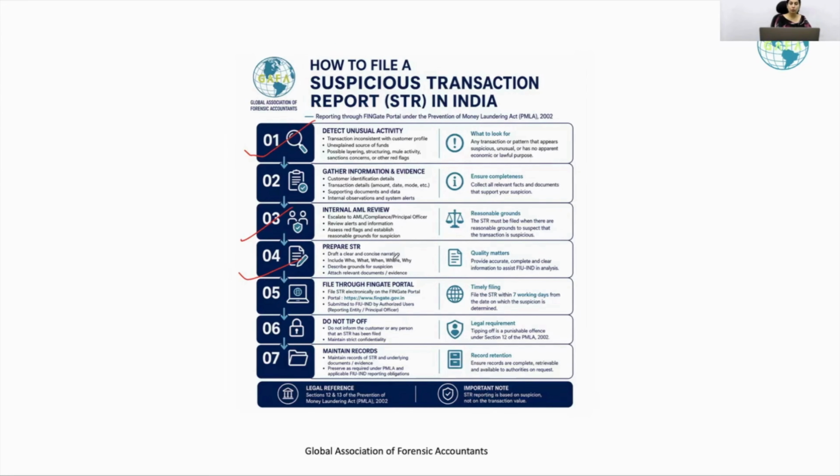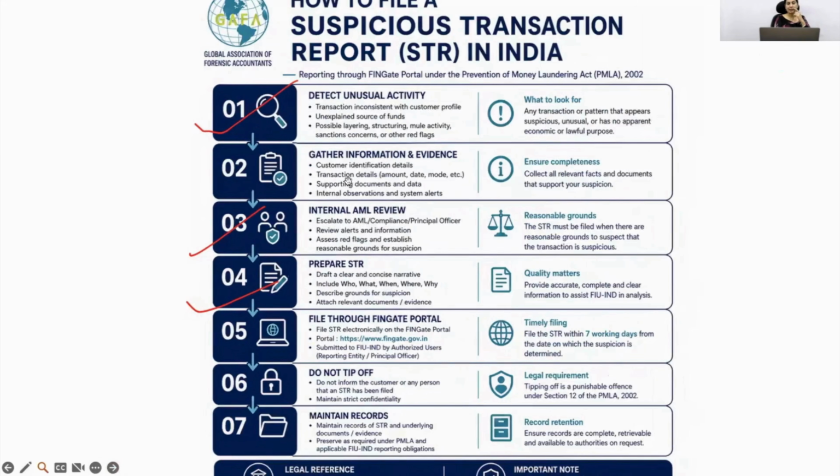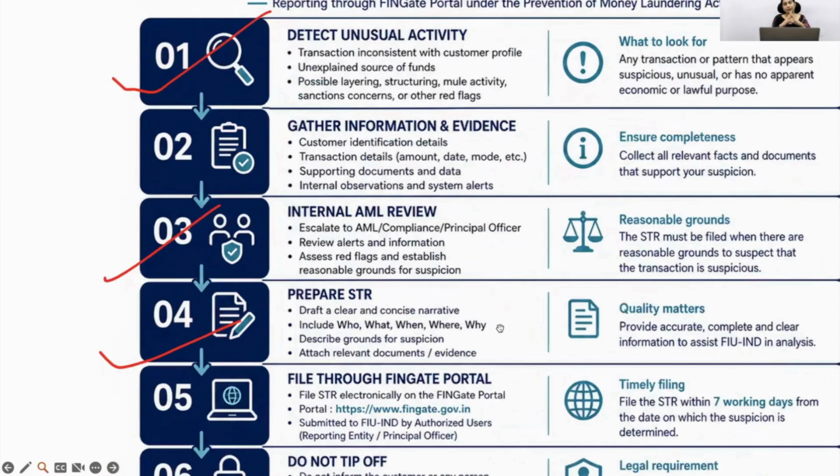So how is the STR filed? We have to draft a very clear narrative. Please remember that the Financial Intelligence Unit, FIU, which will receive those SARs, does not have visibility of the customer. They can't see the customer, they can't talk to the customer. So the better the narration, the clearer the narration, the more effective it is.